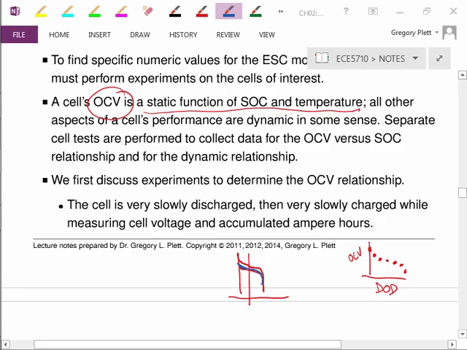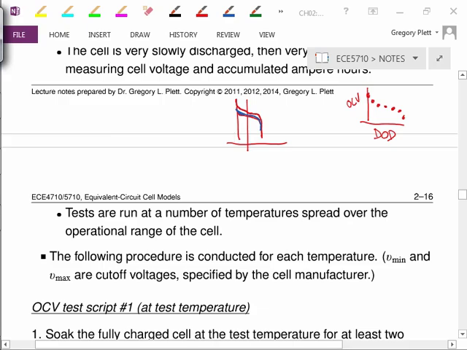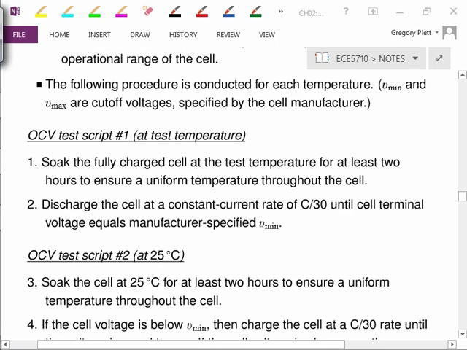Now there are some subtle points that are necessary to understand to do this well at different temperatures, so let's go through the process in some detail. This is what we actually do. What I just told you was the idea, but this is the refinement of the idea. Here in this procedure, Vmin is the minimum voltage for this cell, and Vmax is the maximum voltage of this cell. And the cell manufacturer will provide these voltages.